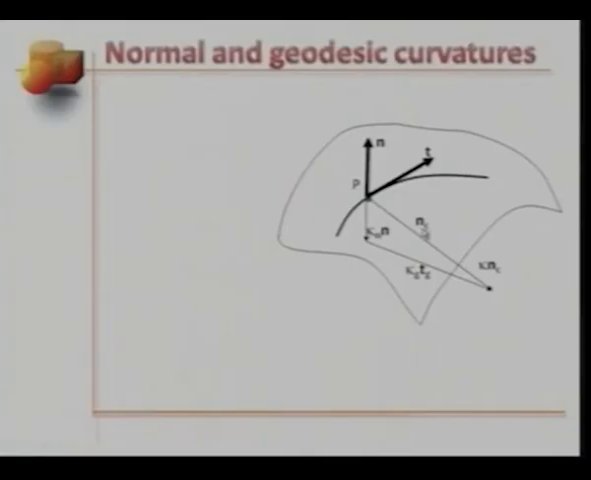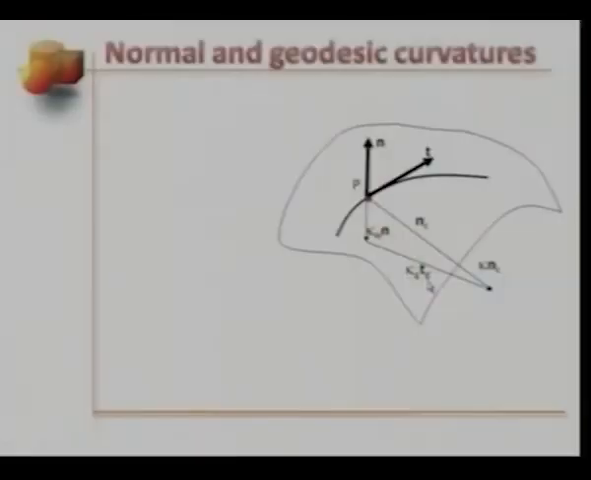So N sub C would be perpendicular to T, and you'll have to be a little observant here. If you realize, T sub G is a vector that lies on the plane defined by this vector N and this vector N sub C. Consequently, T sub G will also be perpendicular to T. Let me repeat. The unit tangent here is perpendicular to the unit normal.